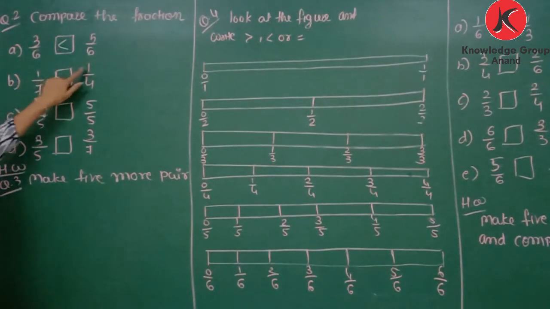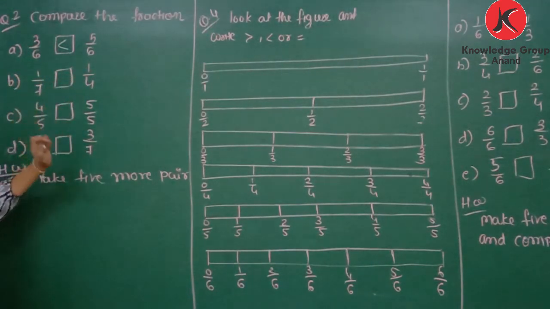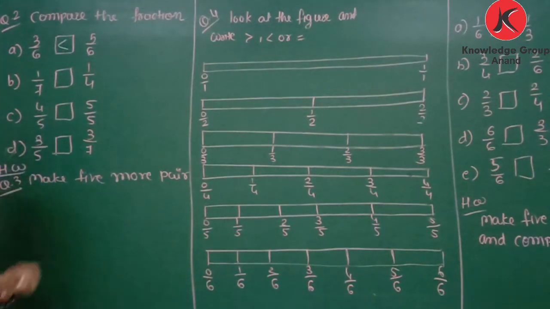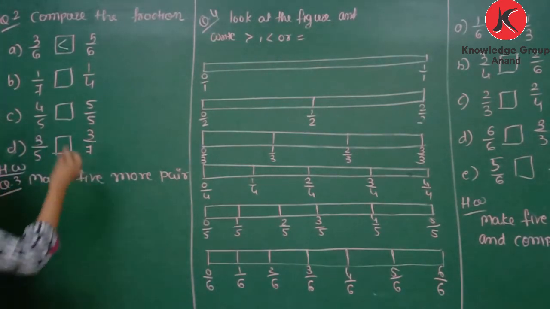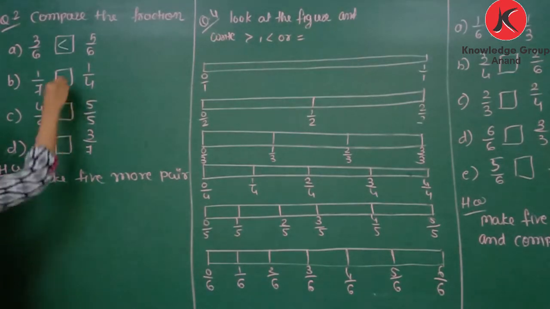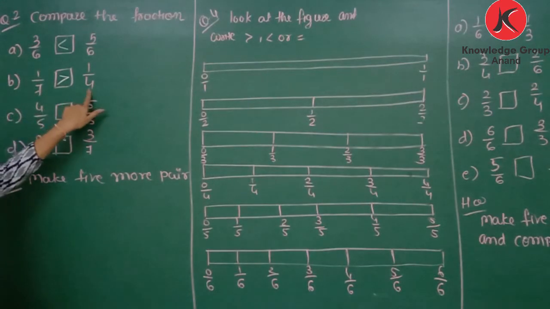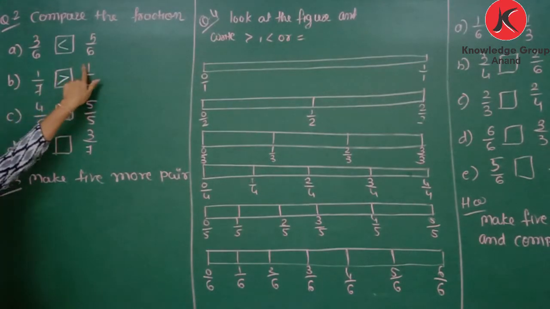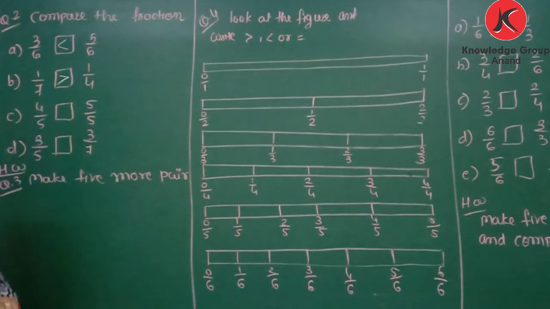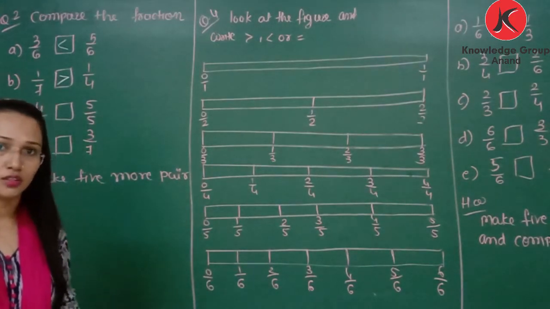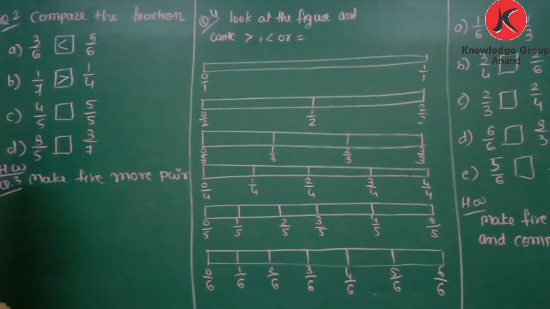1 by 7, 1 by 4. Now here the fractions have the same numerator. So whatever denominator is smaller becomes larger. So here 4 is smaller, means it is larger. So here we have greater than sign. Please remember this concept, that whenever the numerator is same, the smaller denominator becomes the larger fraction.